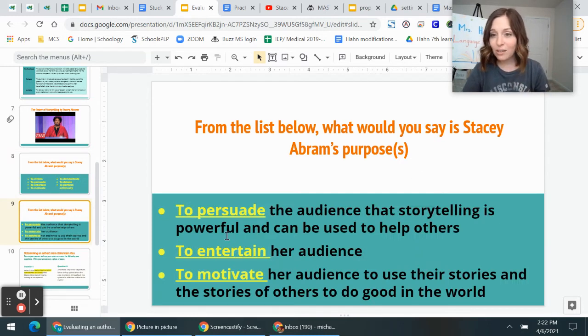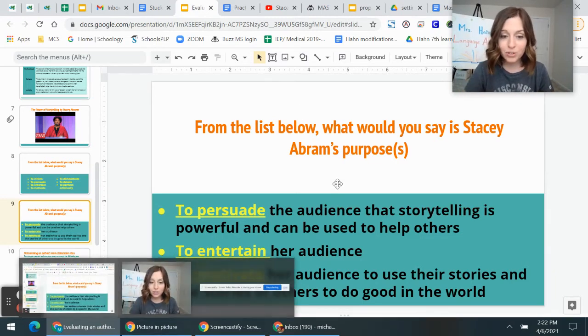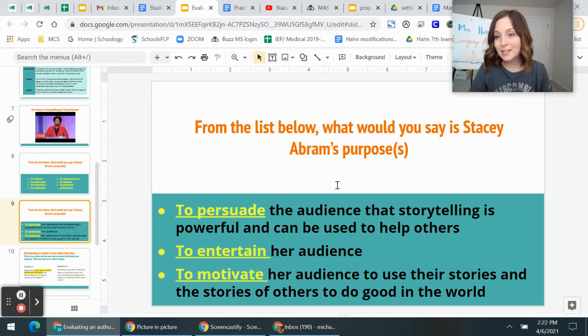So I think that she had 3 purposes. To persuade. She wanted to persuade her audience that storytelling is powerful and you can use it to help others. Second, to entertain. She was at a dinner. She was hired to come entertain. So she herself was kind of telling stories.